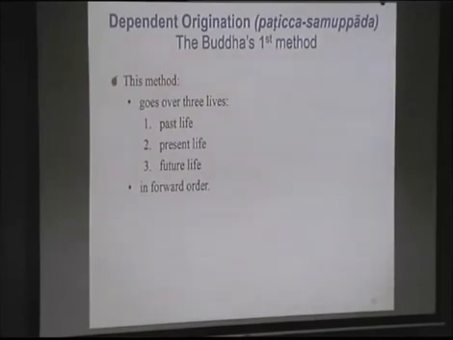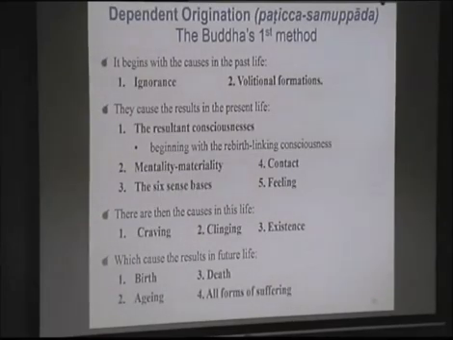This method goes over the three lives: past life, present life, future life, in forward order. It begins with the causes in the past life: ignorance and volitional formations. They cause the results in the present life: the resultant consciousness, beginning with rebirth-linking consciousness, mentality, materiality, the six sense bases, contact, and feeling. Then the causes in this life: craving, clinging, existence, which cause the results in a future life: birth, aging, death, the whole mass of suffering.